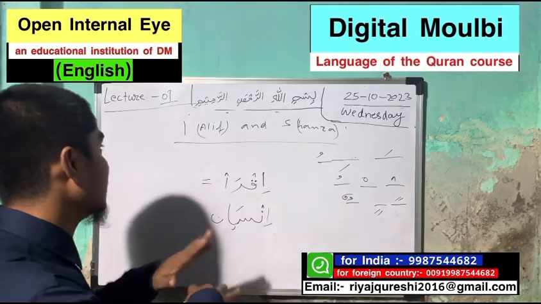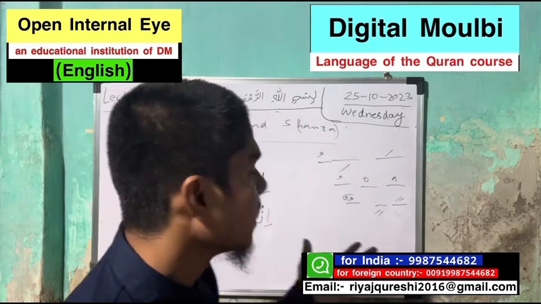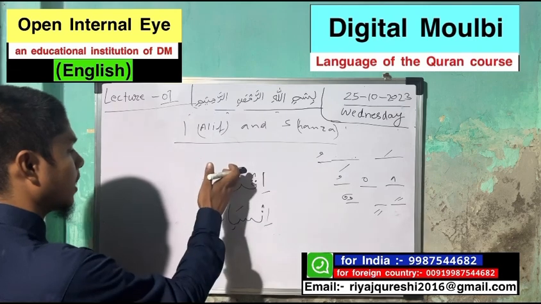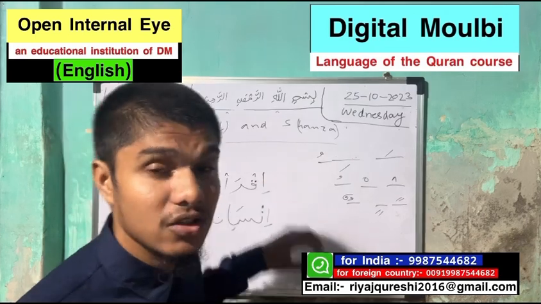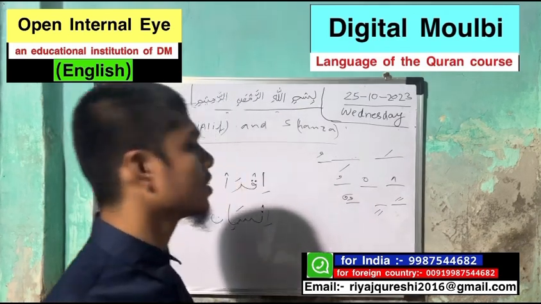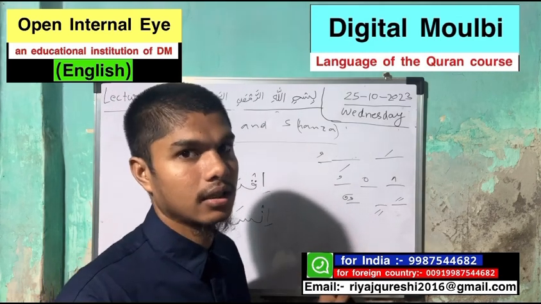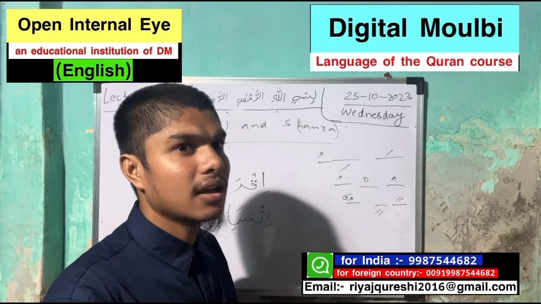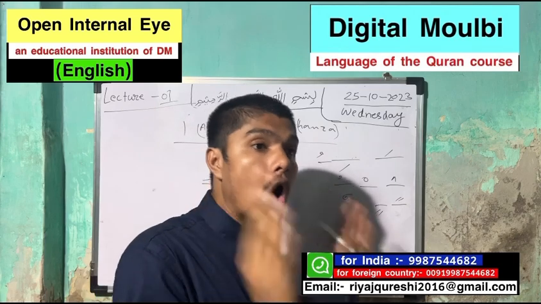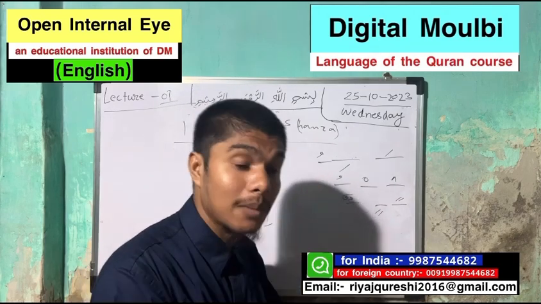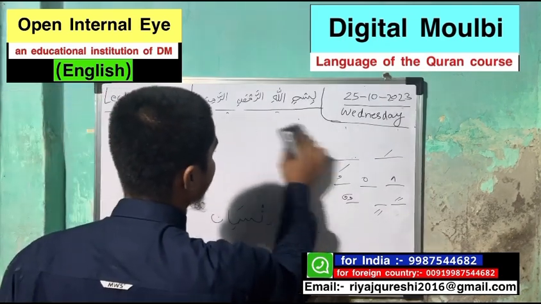So alif is always empty, and if one of these harakat comes with alif, like Jer, Sakun, Pesh, anything with alif, that means it is not alif, it is hamza. So I hope you understand the difference between alif and hamza. Alif is always empty; if it does not have any harakat with it, it is called alif. If it has any harakat with it, it is called hamza. Okay, so I hope you understand the difference between alif and hamza.